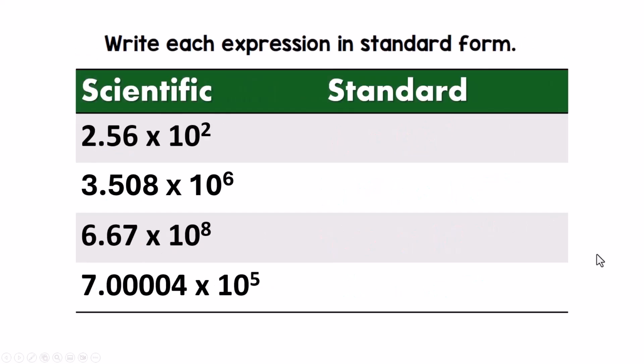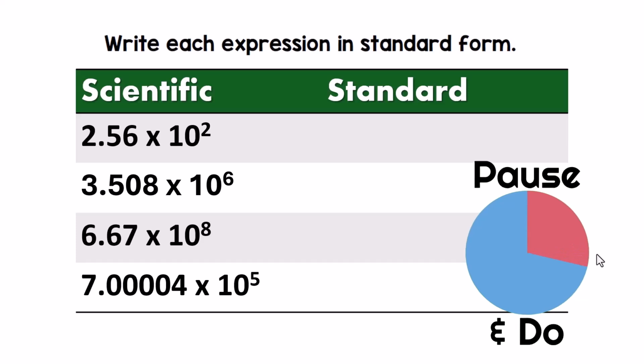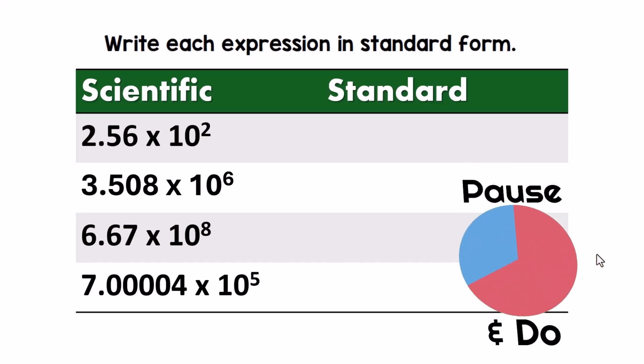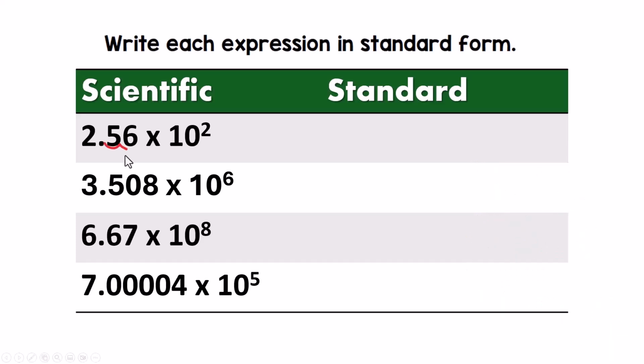All right, I'd like for you to try to go the other direction. Here I'm giving you 4 numbers that are in scientific notation. Pause the video and see if you can write them in standard form, which is normal. Write them like their normal number form. 2.56 times 10 to the second power is going to be 256, and I just moved the decimal place 2 places. Again, I'm making these numbers bigger. These are positive exponents.